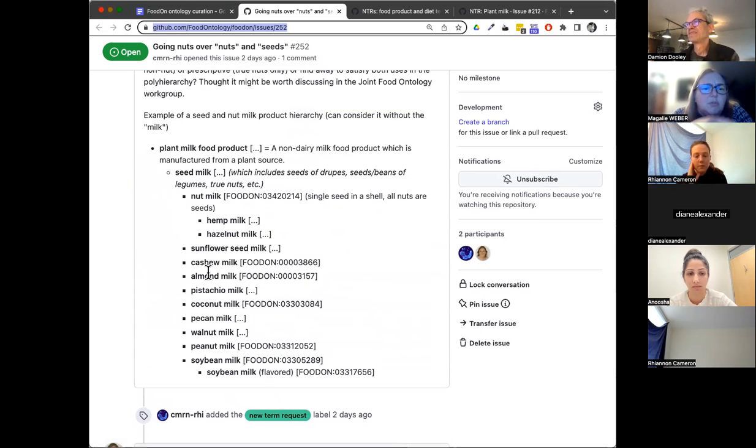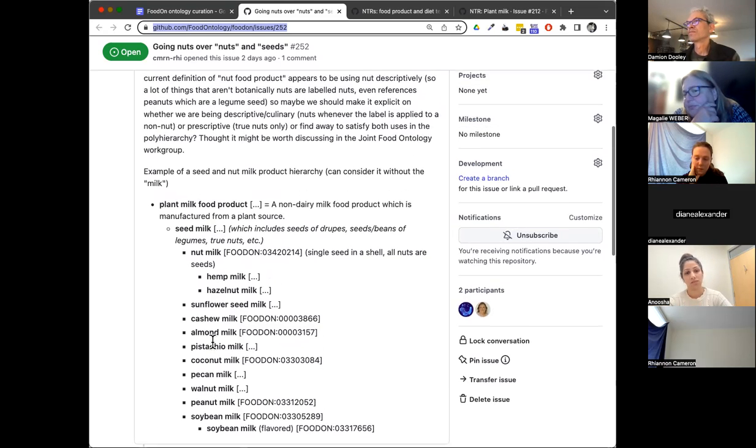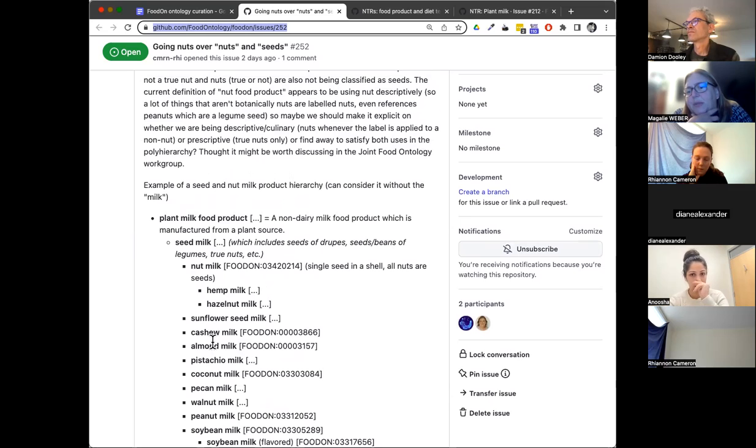But I think the proposal by Rhiannon was good, to say that in the definition of seed we include seeds of grasses and soybeans and so on, and true nuts. Is that possible, to make a definition which will be inclusive? Well, what was the latest? There was a plant milk definition. No, there was a general definition for milk. Okay, right. So seed milk.